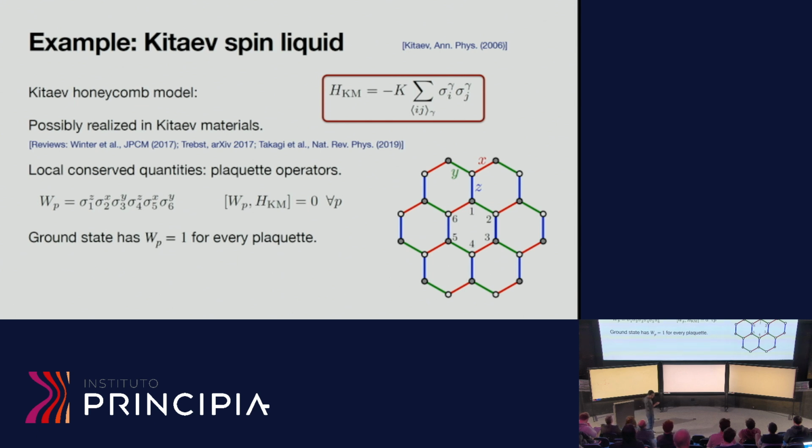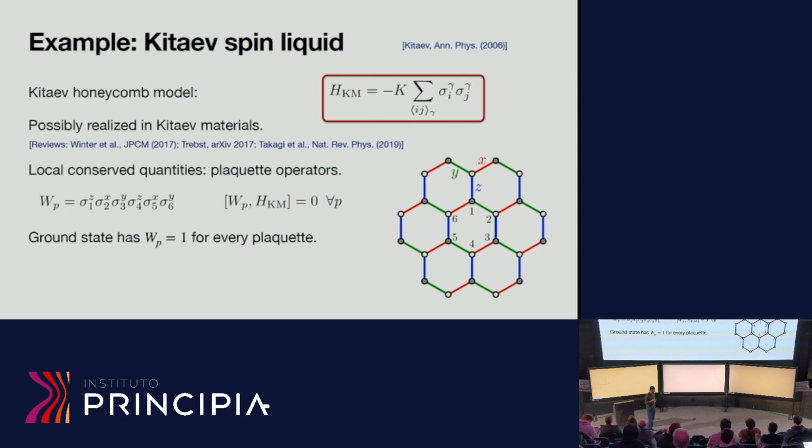And this is a model that Kitaev proposed back in 2006, and that has generated a lot of interest in condensed matter physics, because even though it looks sort of artificial, it can actually happen in real materials that people started calling Kitaev materials, where this interaction can actually be dominant.